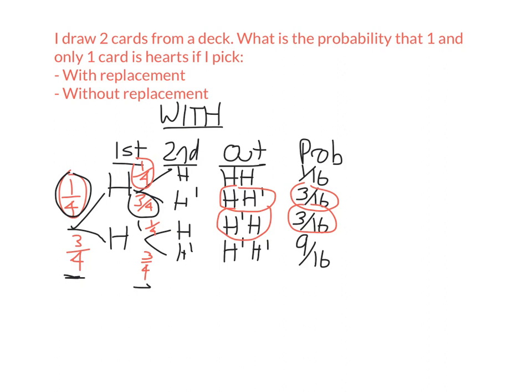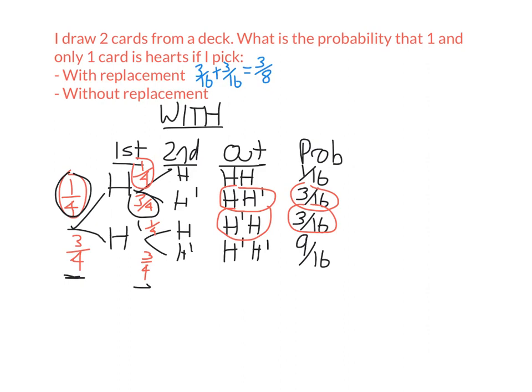So what is the probability that only 1 card is hearts? So that is 3 over 16 plus 3 over 16. You add those two possibilities together. And that just gives you 6 over 16 or 3 over 8. So you have a 3 over 8 or 0.375 probability of picking only one card that's hearts.